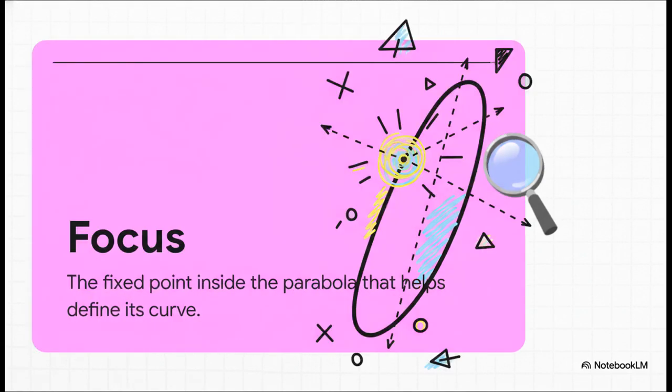And here's one of the real stars of the show, the focus. This is that special fixed point inside the curve, and its location is everything. The unique shape of the parabola means any energy, like a radio signal or light, that hits the inside of the curve gets reflected directly to this single point. That's literally how a satellite dish works. And it works in reverse too. If you put a light bulb at the focus, a car headlight can project a powerful, straight beam of light. Its location is absolutely crucial.